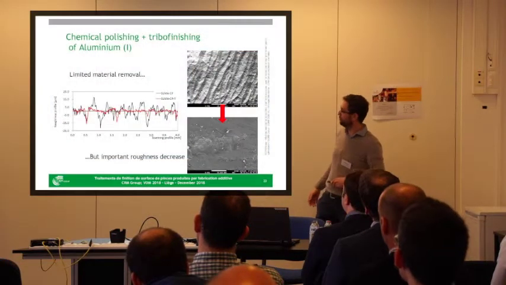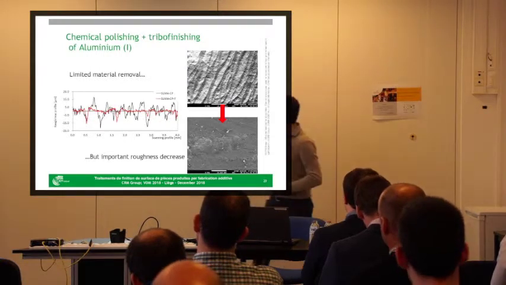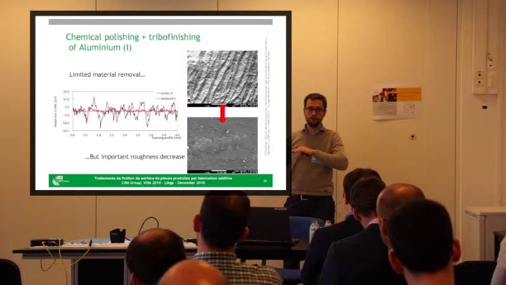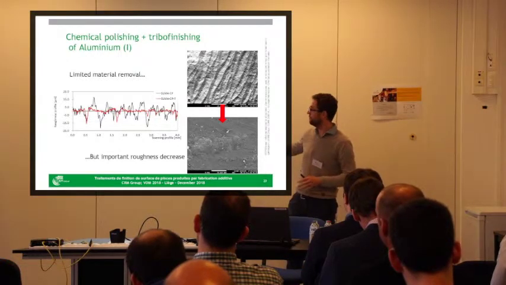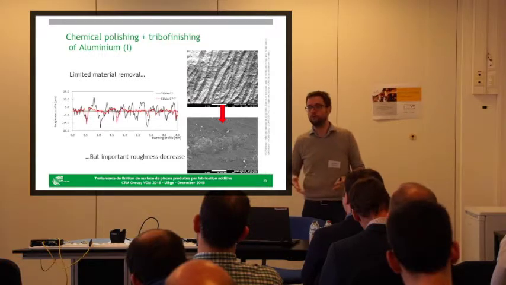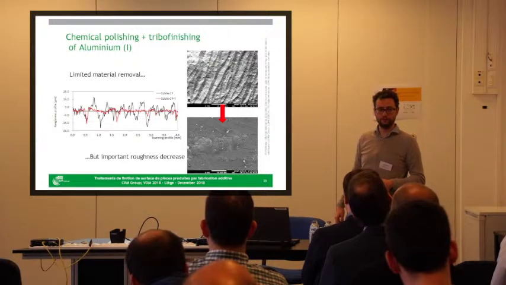And after that, we do a really smooth tribo finishing, because we have a low material removal, but we get a really good surface aspect. So using that method, we are around 1 to 2 microns, and we have quite a good conservation of the shape of the sample.